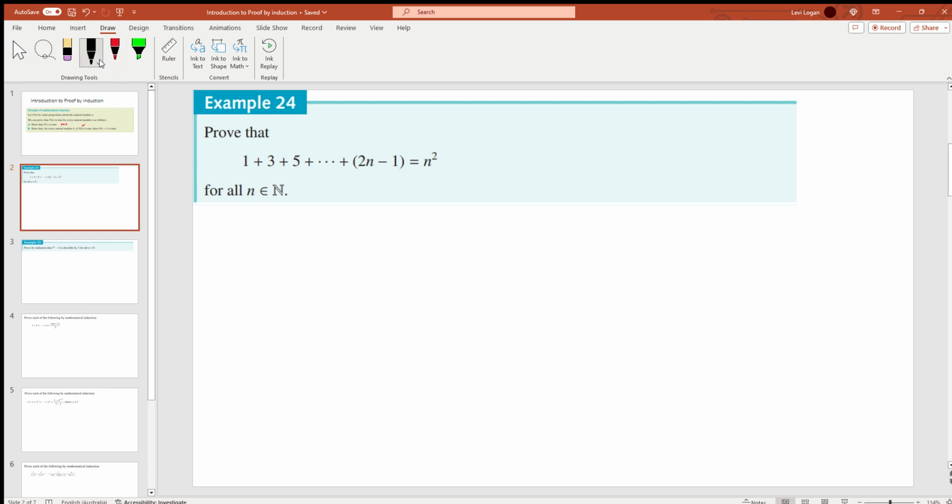What it's saying is, this term does not equal this on its own. This is only true for n equals 1. When n equals 1, we plug it in here and we get 2 times 1 minus 1, which is 1. We plug that into this side and we also get 1. So we have 2n minus 1 on the left hand side, and n squared, which is our right hand side. With n equals 1, you sub it in here as well, and you get 1.